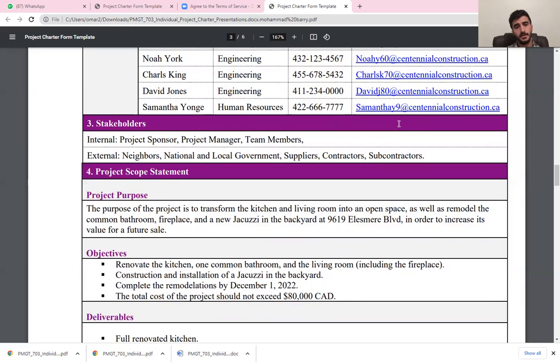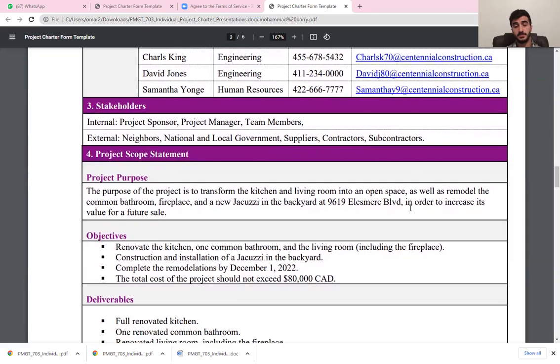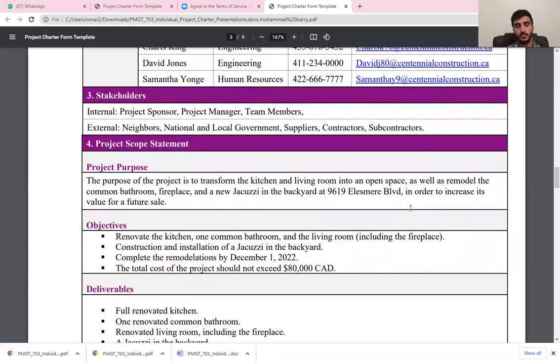The objective is the things supposed to be provided and the work that's supposed to be done when we are going through the project. That's going to be the renovation of the kitchen, since we are going to open it to the living room and make a common bathroom, including the fireplace. Also, we are going through a construction and installation process in the backyard by digging a hole and providing the jacuzzi. And we have to mention the budget, which is not supposed to exceed 80,000 Canadian dollars.